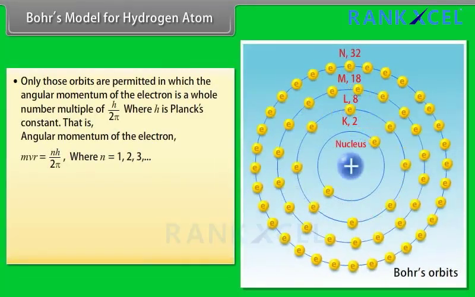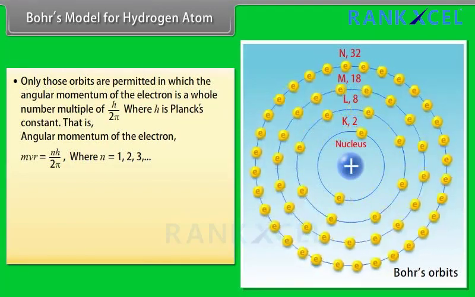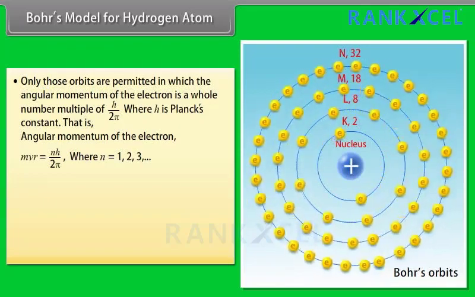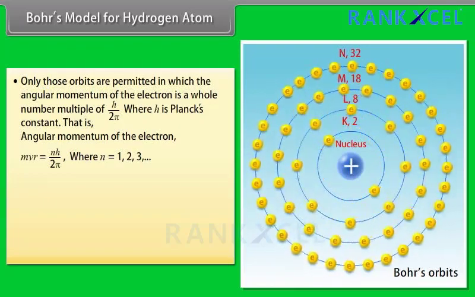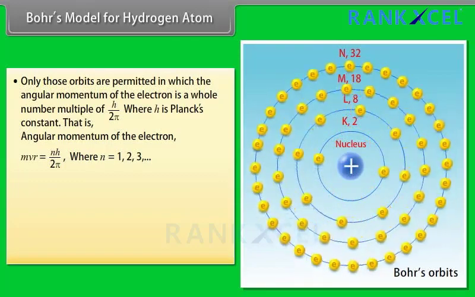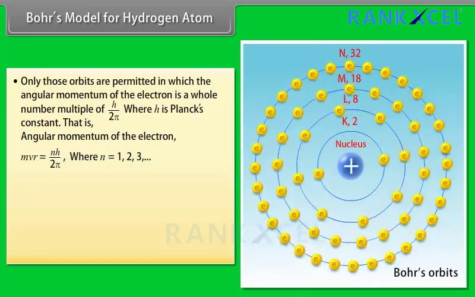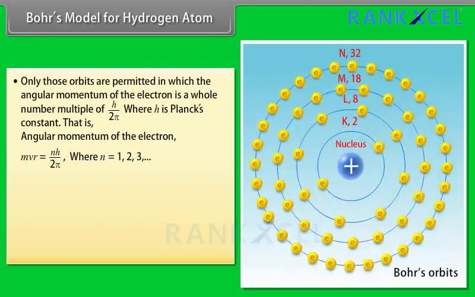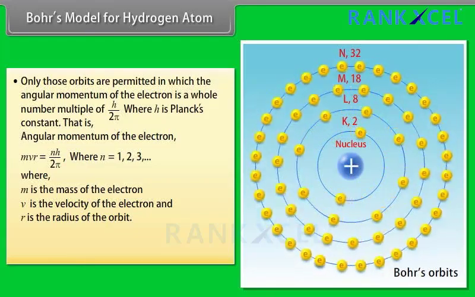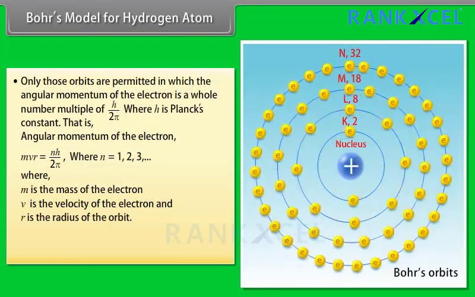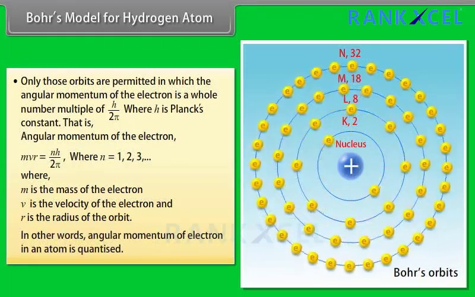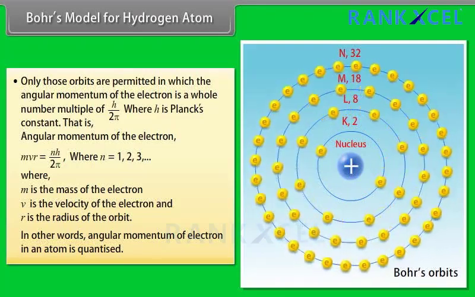Only those orbits are permitted in which the angular momentum of the electron is a whole number multiple of h by 2π, where h is Planck's constant. That is, angular momentum of the electron mvr is equal to nh by 2π, where n is equal to 1, 2, 3, etc., m is the mass of the electron, v is the velocity of the electron, and r is the radius of the orbit. In other words, angular momentum of electron in an atom is quantized.